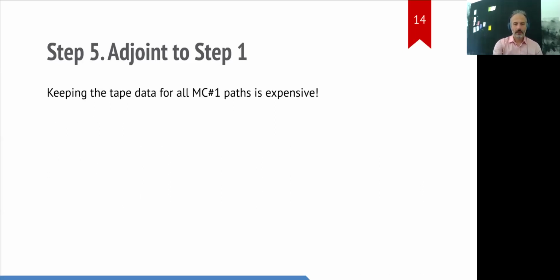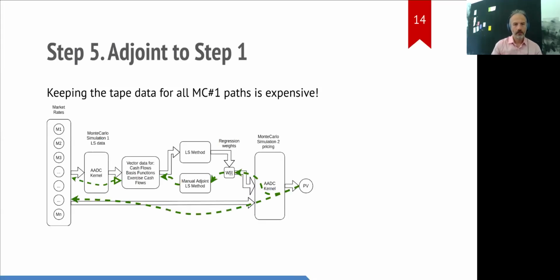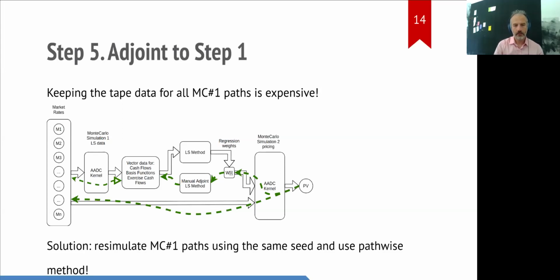So keeping all Monte Carlo 1 paths can be expensive, right? Because we're not only keeping all the state variables, we also need to keep all the local gradients, basically tape data for us to traverse. So it's expensive. It's not something we want to do. So what we can do instead is simply re-simulate Monte Carlo 1 using the same seed for the random number generator, essentially recovering all tape data needed to propagate adjoints path by path.